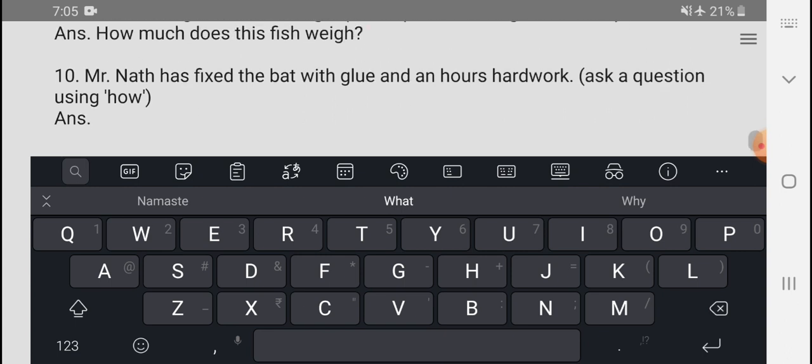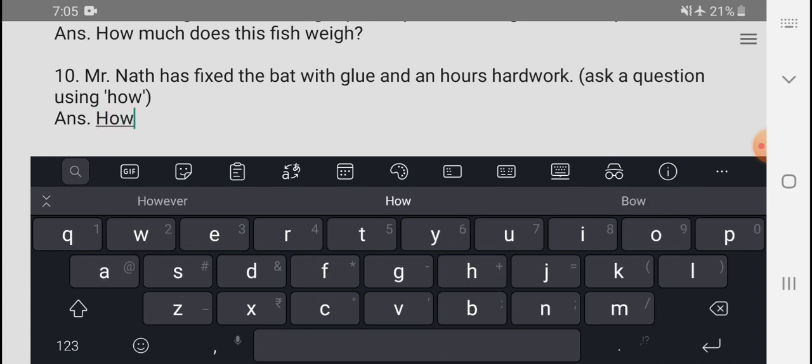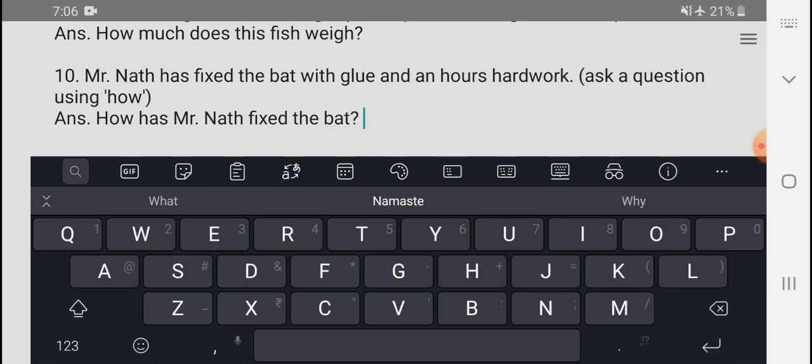And the last example is Mr. Nath has fixed the bat with glue and an hour's hard work. Ask a question using how. Has fixed means present perfect tense. So how has Mr. Nath fixed the bat? Answer is with glue and an hour's hard work.